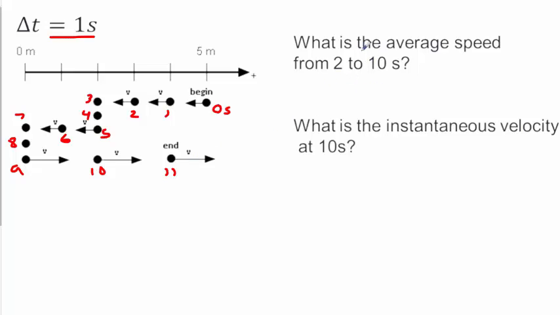Okay? Now it says, what is the average speed from 2 to 10 seconds? Remember what our definition of average speed was. Our definition of average speed is the path length divided by the time. So the interval of time is pretty easy. It's just the time difference between 2 seconds and 10 seconds. So that's 8 seconds. But the path length is something that we have to think about.